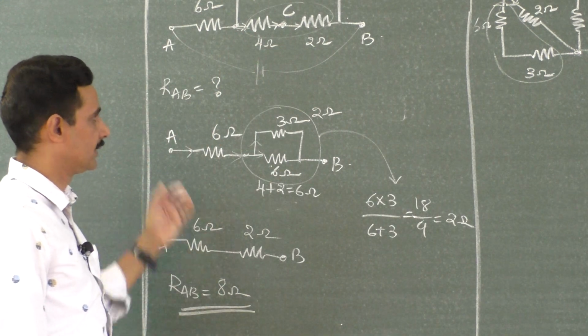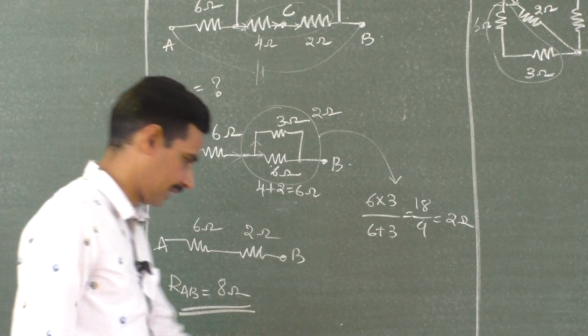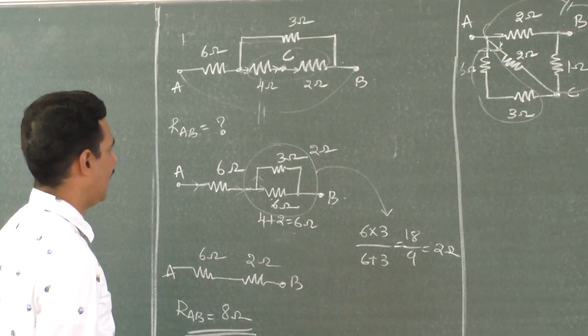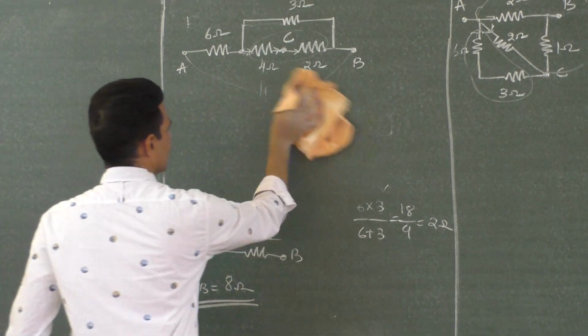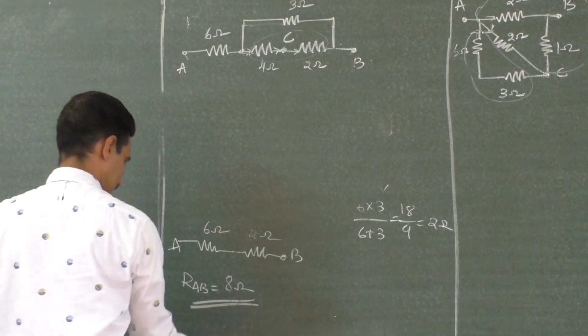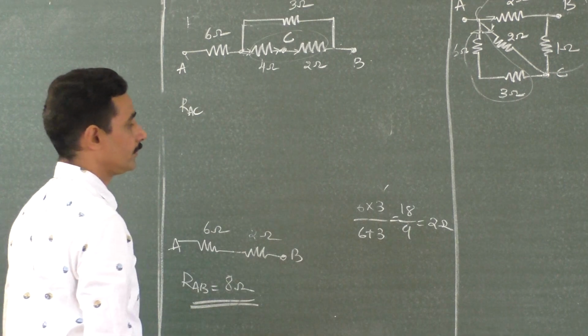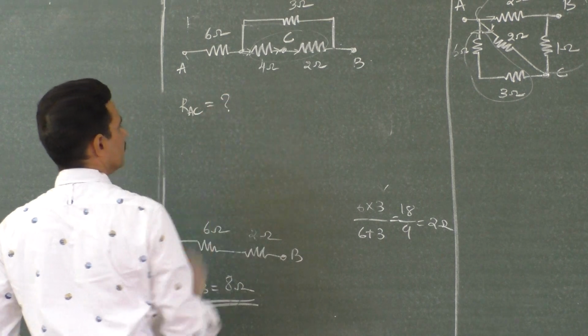Now, this is the easiest one. What about across A and C if it is asked? That is most interesting. Now you should be very careful. What is the resistance across A and C? I'll rub this. Okay. Resistance across A and C. R across A and C is equal to, okay, how much?